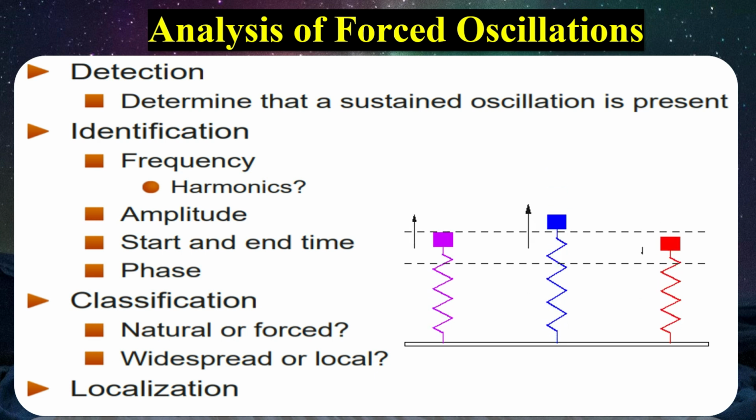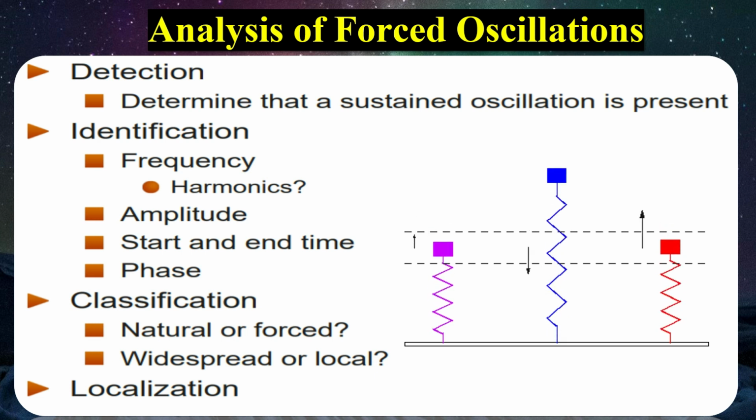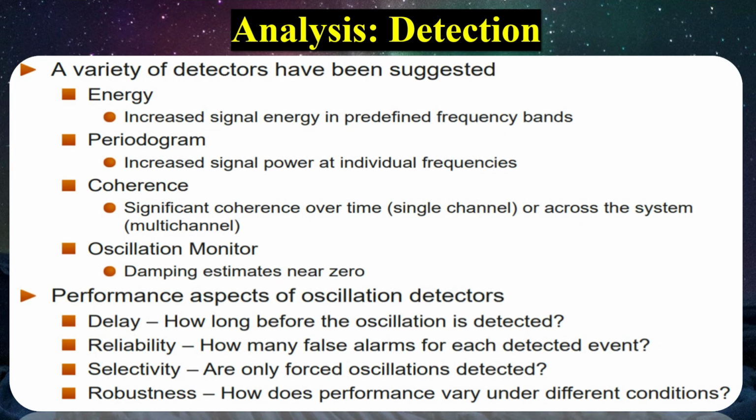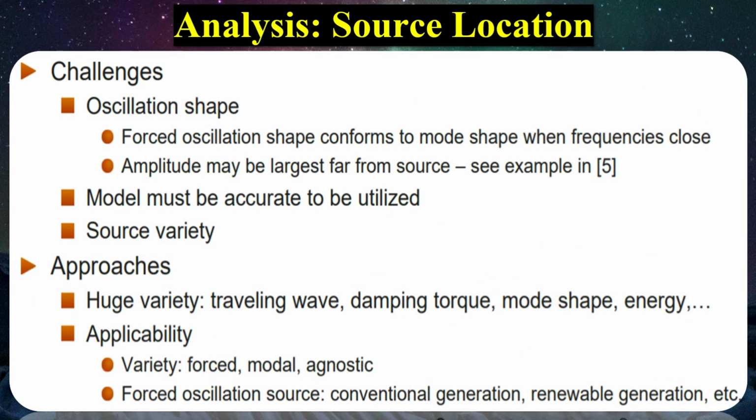2. Resonance. When the frequency of the forced oscillations is close or equal to the natural frequencies of the system modes, resonance can occur. This can lead to large oscillations that can potentially damage equipment and destabilize the power system. 3. Confusion with modal oscillations. Forced oscillations can be confused with modal or natural oscillations. This can lead to incorrect diagnoses and responses to power system disturbances. Therefore, it's crucial to detect and mitigate forced oscillations to ensure the stability and reliability of power systems.